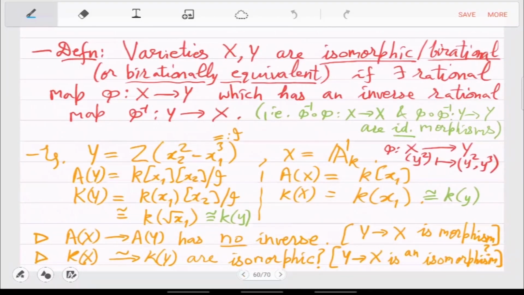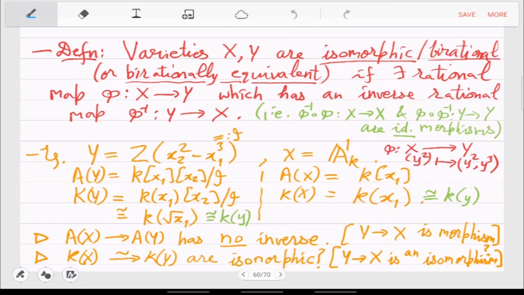Oh, since you came late, I gave here the point by point map between the affine line and the curve. So it's basically this parameterization. So y square is being mapped to phi square comma phi cube. This is the birational equivalence between line and the curve. It comes from the function field isomorphism, written carefully.